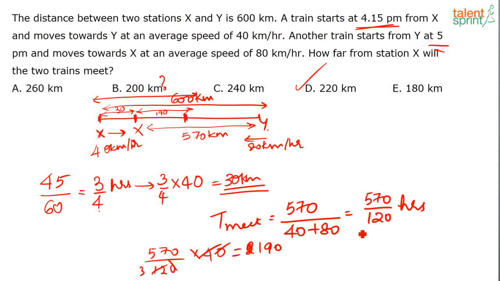So I hope it's clear. See, when such values come, 570 by 120, just don't solve it then and there. Maybe you will be able to simplify it later, right? So you can save time.